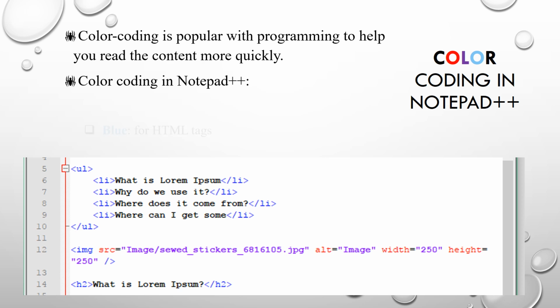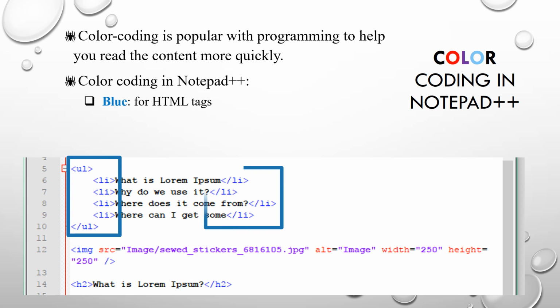If I look at the color blue, I am going to see all of my HTML tags. In this case, all my UL, LI, image tags and my heading tags are all in blue. If they don't show up in blue, then I have made some kind of mistake.